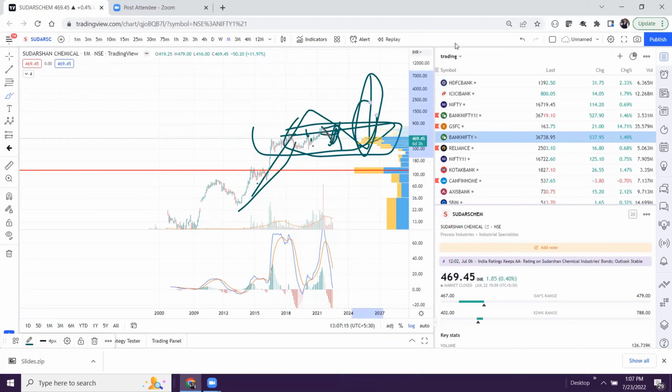So shall we wrap or any remaining stock? So we can wrap.